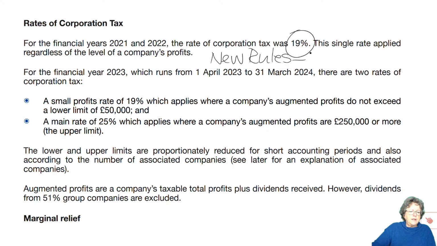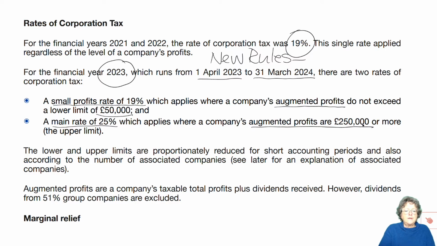So a finance year, the 23 year, which is the one we're dealing with, runs from the 1st of April 2023 to the 31st of March 2024, and there are 2 rates of tax. The small profits rate is 19%, and that applies to augmented profits below £50,000. All of this will become familiar as we go through. Now, there is then a main rate of 25%, which applies to augmented profits over 250,000. That's the upper limit.